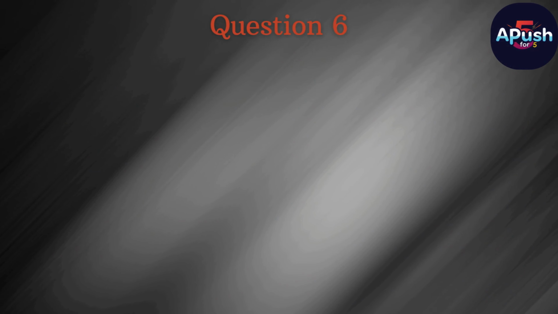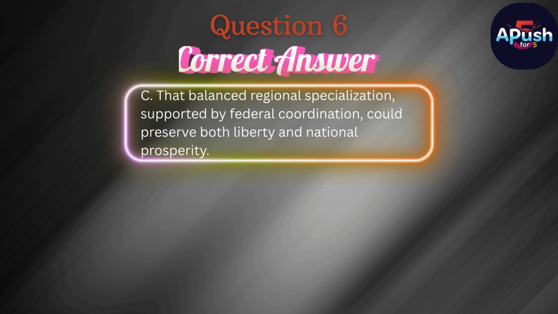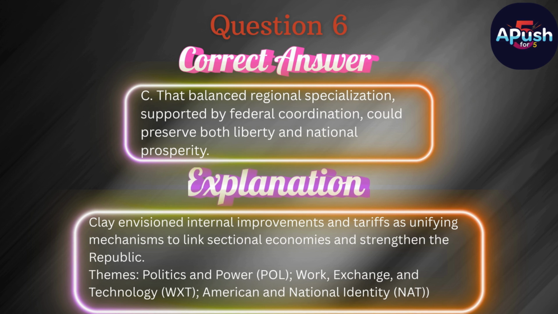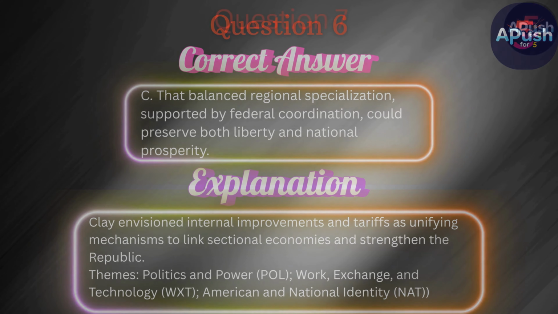The correct answer is C. That balanced regional specialization, supported by federal coordination, could preserve both liberty and national prosperity. Clay envisioned internal improvements and tariffs as unifying mechanisms to link sectional economies and strengthen the republic.